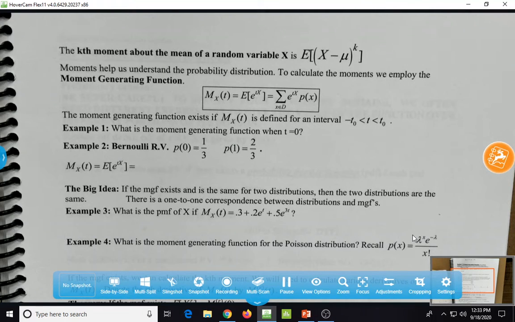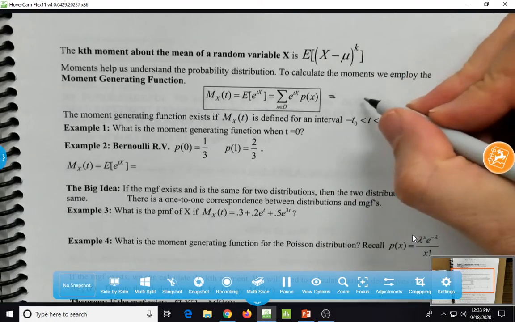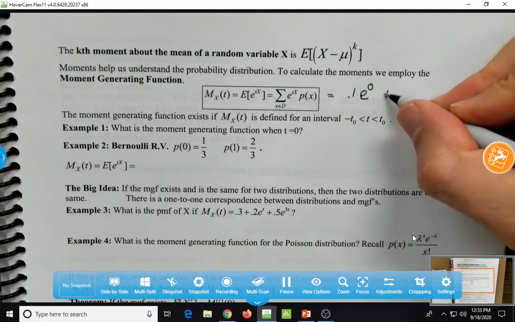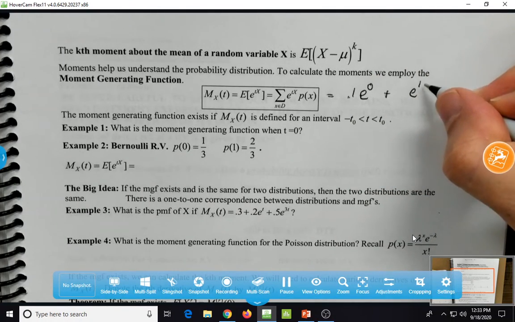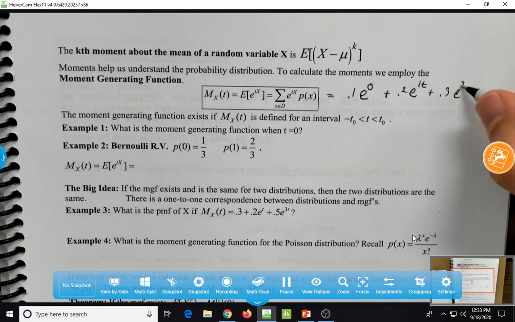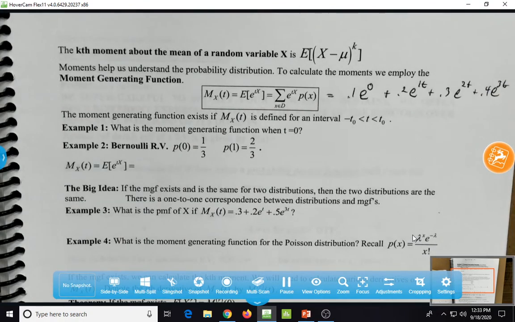All right, let's go ahead and write out the moment generating function for this. Just a reminder of h of x times p of x. So what we would have gotten is e to the 0 times 0.1 plus e to the 1t times 0.2, and then e to the 2t times 0.3, and 0.4 would have been e to the 3t. Because those were my 4 x values, 0, 1, 2, and 3, and in front gave me the probabilities for each one of those.